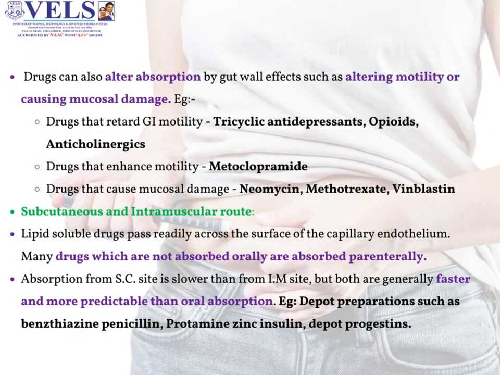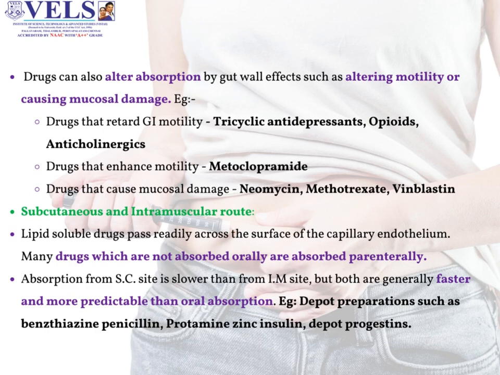Drugs also alter the absorption by gut wall effects such as changes in motility or by causing mucosal damage. For example, tricyclic antidepressants, opioids, and anticholinergics are drugs that retard GI motility, whereas metoclopramide, an anti-sickness medication, is used to increase gastric motility and also speeds up food passage through the gastrointestinal tract. Neomycin, methotrexate, and vinblastine are drugs that cause mucosal damage.